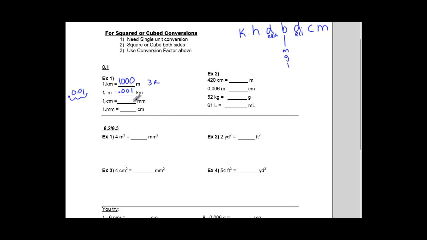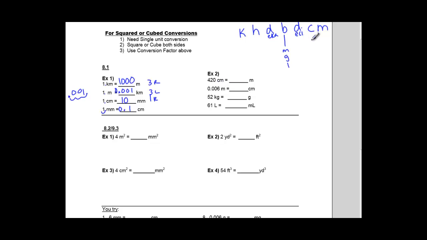One centimeter is equal to how many millimeters? I'd start with centimeters. To millimeters is 1 place to the right, so I'd move the decimal place 1 place to the right, which gives me 10. 1 millimeter to centimeters, I'd want to move the decimal place 1 place to the left, which would give me 0.1. Okay, and then we'll do the same thing here.